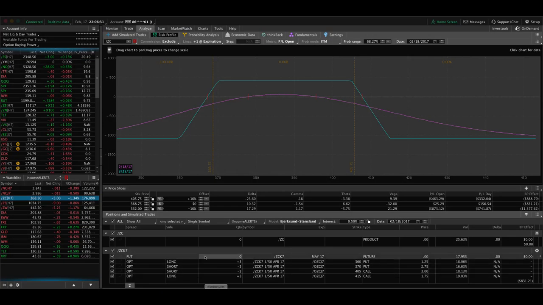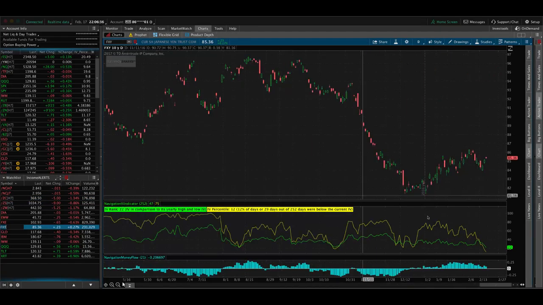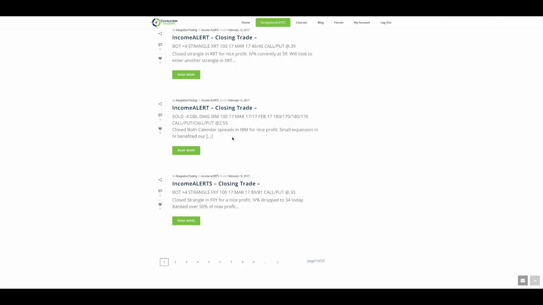Got the contraction in implied volatility. As you can see, this just really collapsed. Price stayed in a decent range here, so we collected that profit and banked it for a nice profit. So great trade there.